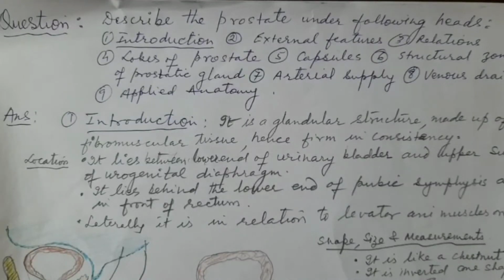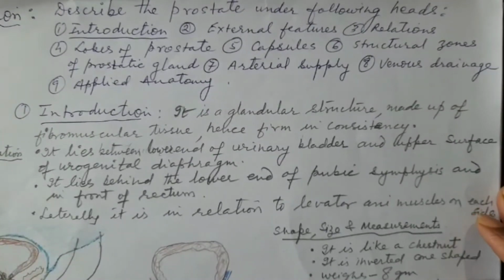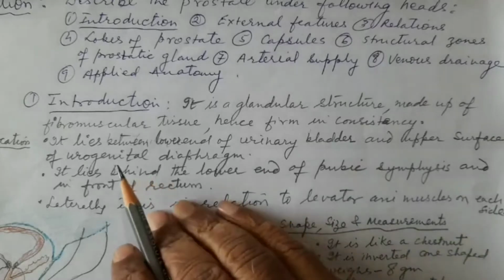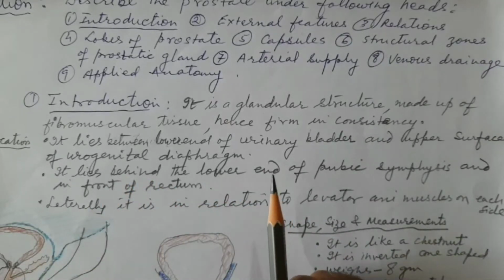That means let us see the introduction of this prostate gland. It is a glandular structure made up of the fibromuscular tissue. So this is a gland which is made up of the fibromuscular tissue, hence it is hard or firm in consistency. If you palpate the prostate gland, it is firm because it is made up of the fibrous as well as the muscular tissue.